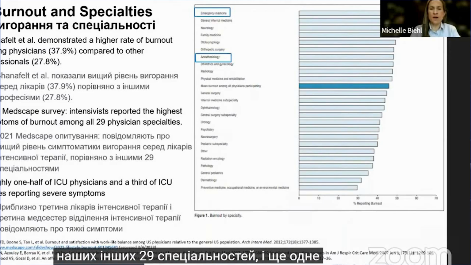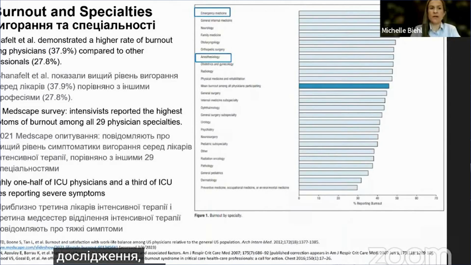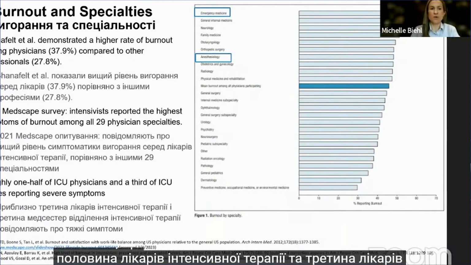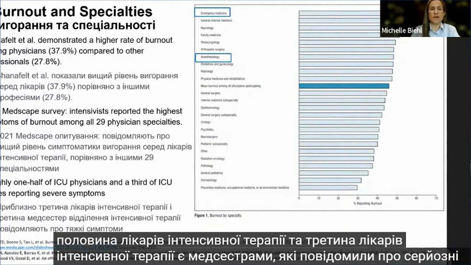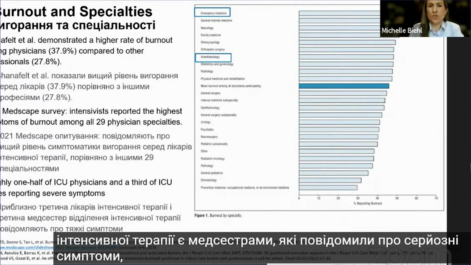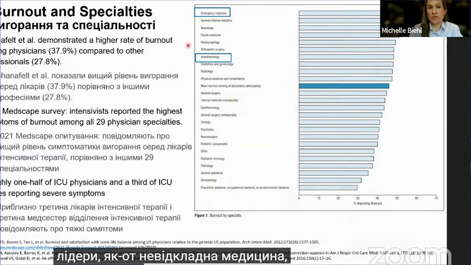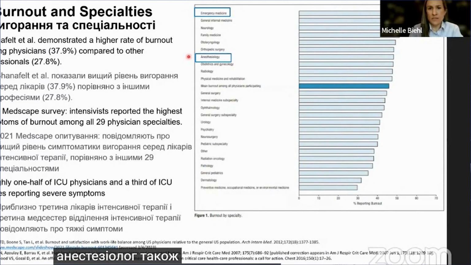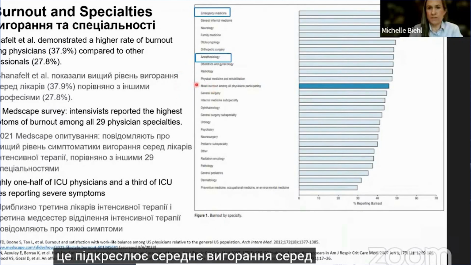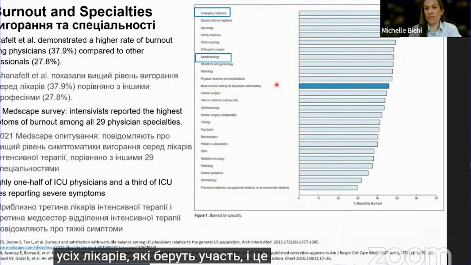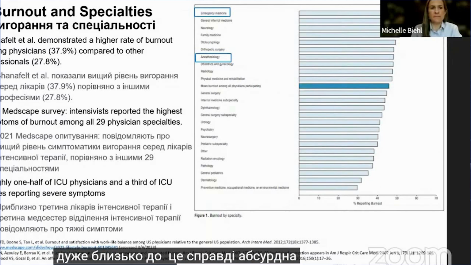Another study, the one in the figure here, has shown that half of ICU physicians and a third of ICU nurses reported severe symptoms. And this study actually shows that the most common specialties are frontliners like emergency medicine, with anesthesiologists also in the first third. As you can see, that is the one in blue. It highlights that the mean burnout among all participating physicians is really close to 50%, which is truly an absurd number. Next, please.